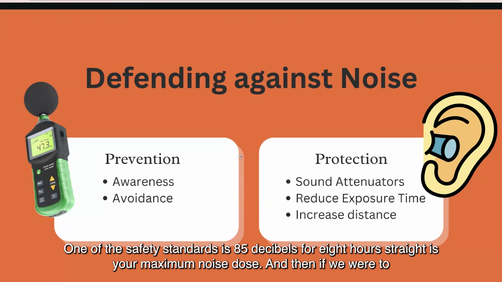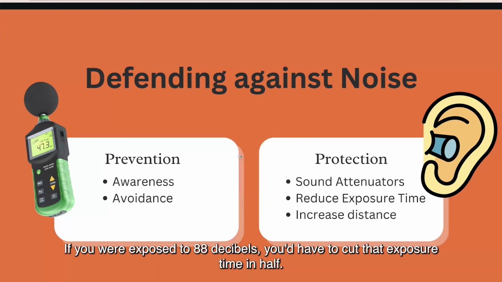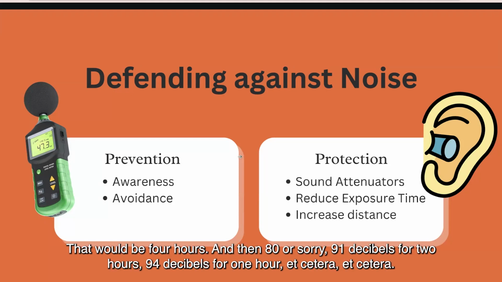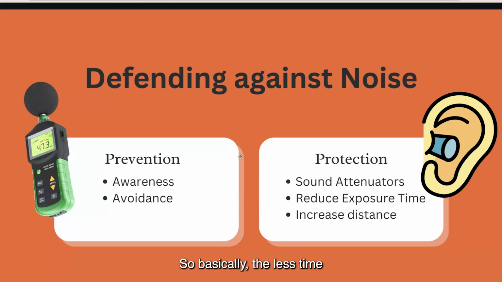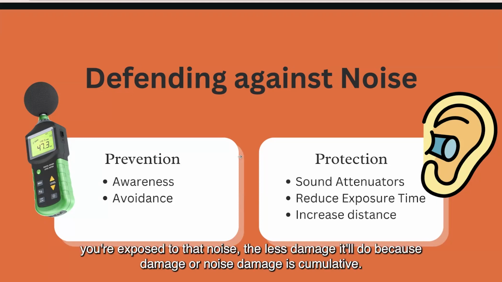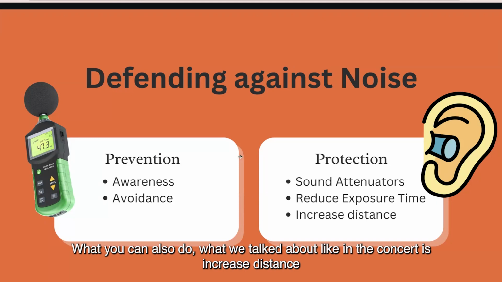And then if you were exposed to 88 decibels, you'd have to cut that exposure time in half. So that would be 4 hours. And then 91 decibels for 2 hours, 94 decibels for 1 hour, et cetera, et cetera. So basically, the less time you're exposed to that noise, the less damage it'll do, because noise damage is cumulative. What you can also do, what we talked about in the concert, is increase distance.